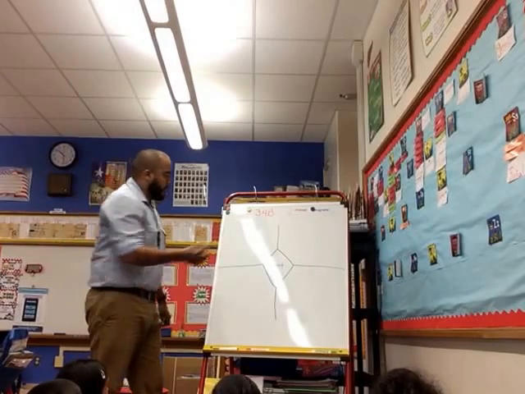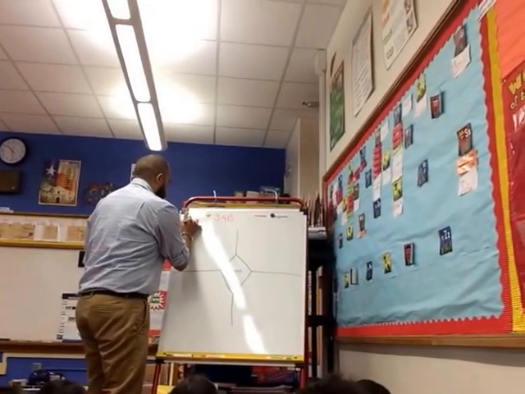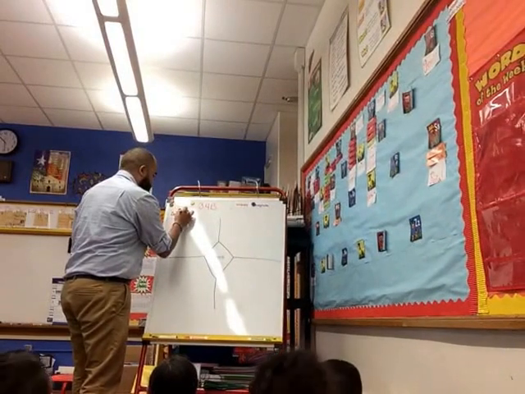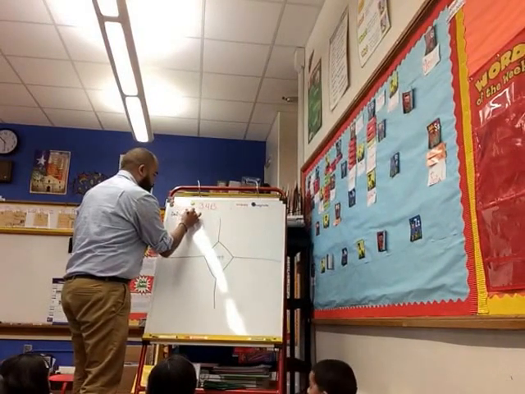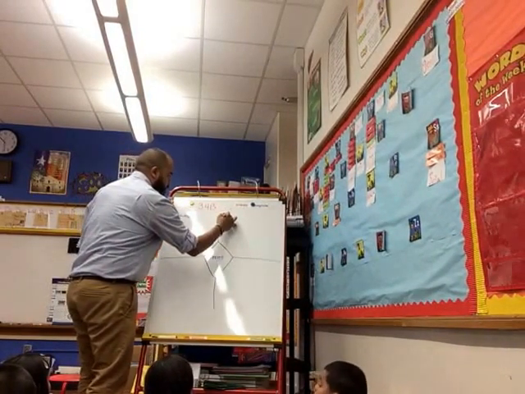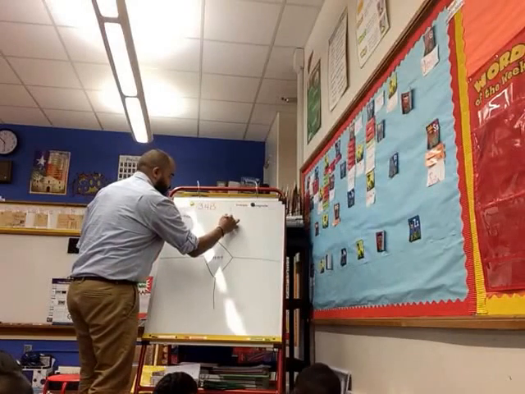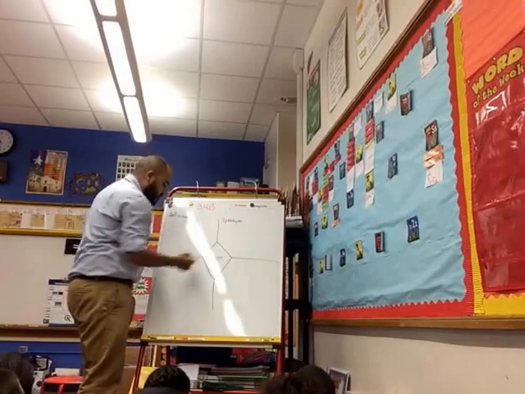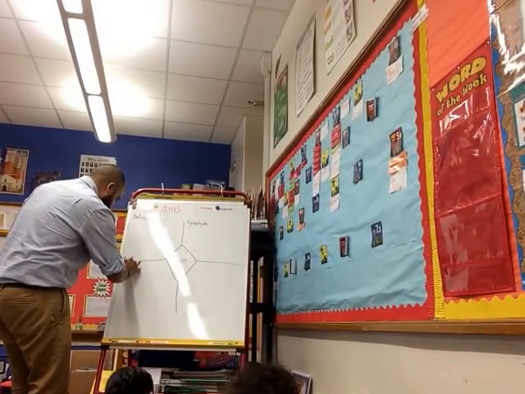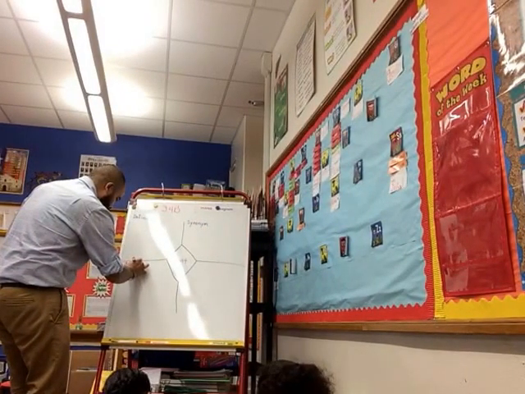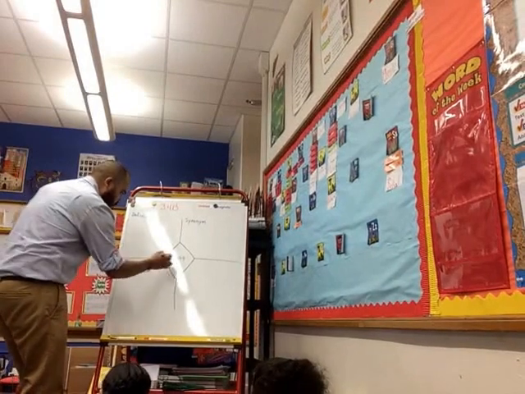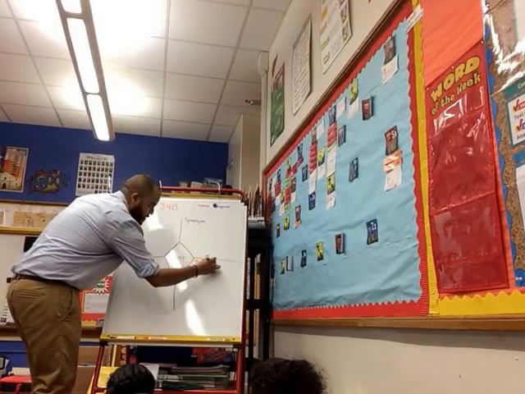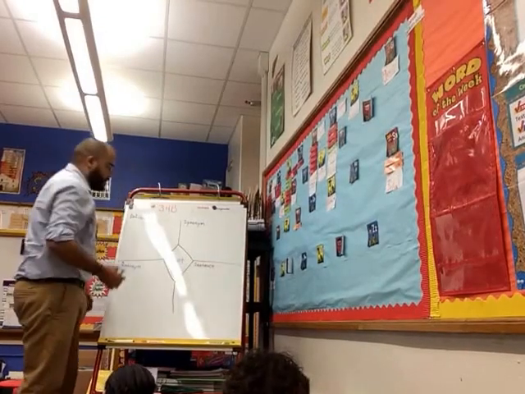Okay? In the first area, we're going to write down the definition. And what goes on the next one? The synonym? Okay, what about the next box? Antonym, okay. And the sentence. Okay, awesome.